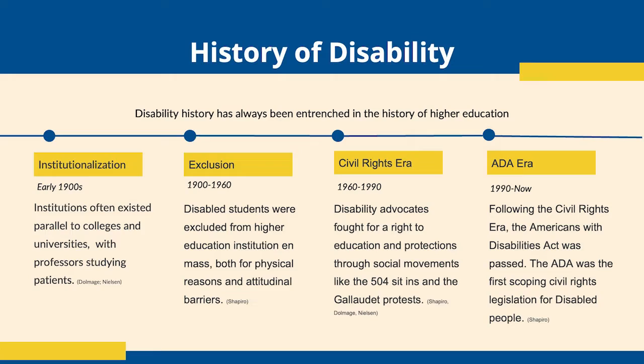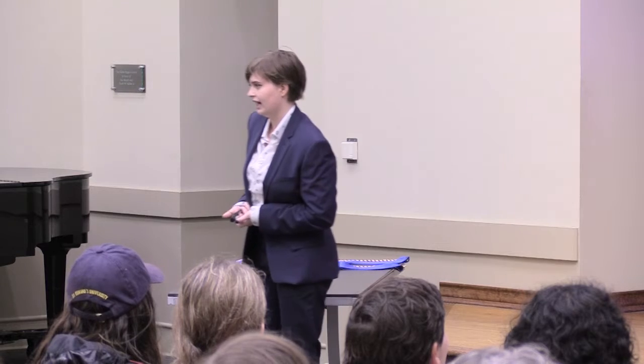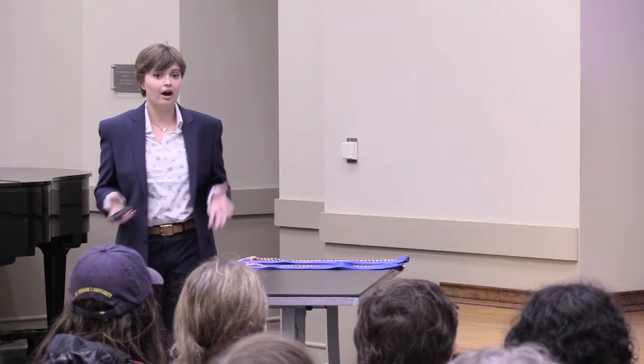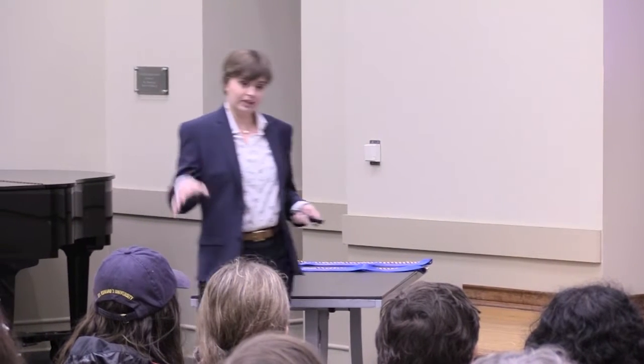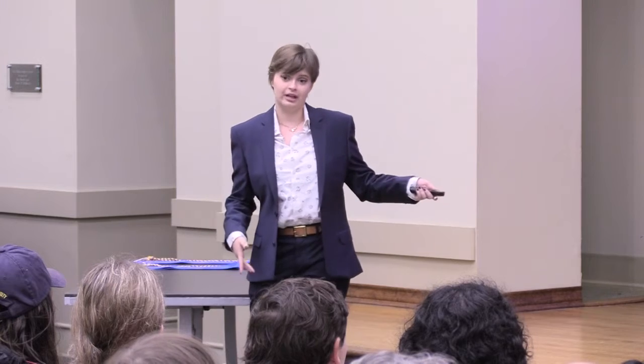Next, let's talk about a history of disability. Disability has been around since the beginning of time, but it's not always been called that. Coincidentally, disability has interacted with higher education since the inception of higher education. The first place in which it really interacted was during institutionalization. This happened mostly during the early 1900s, but keep in mind, dates are just meant to be a placeholder here, they're not exact. Now, institutions often existed very parallel to college campuses, with a couple being literally on a college campus. For instance, Harvard and Miami University of Ohio both had institutions either right next door or on their campus.